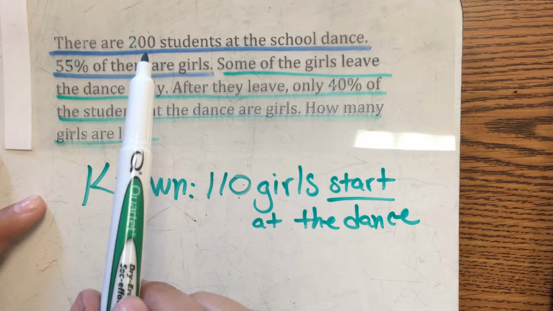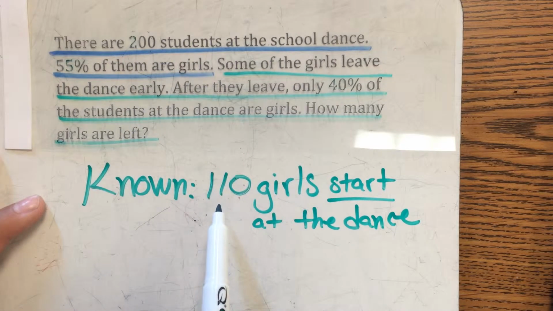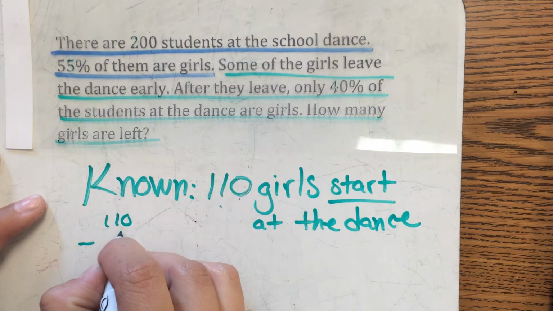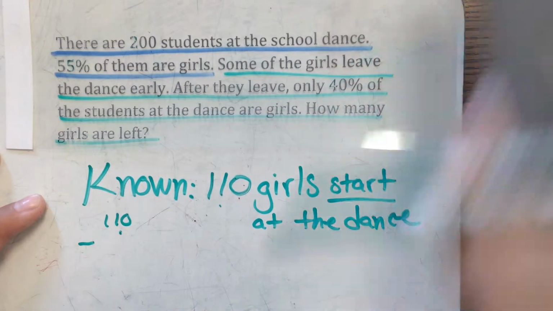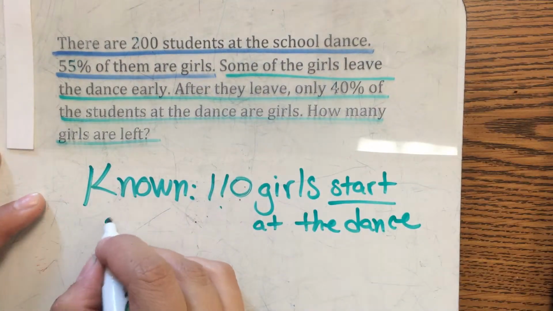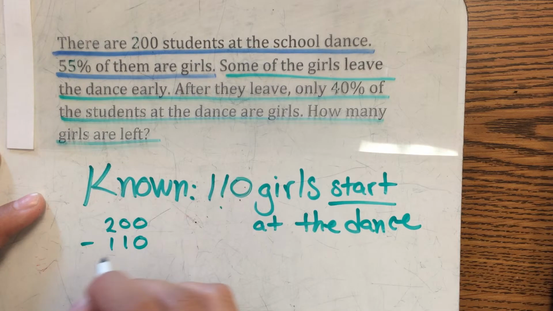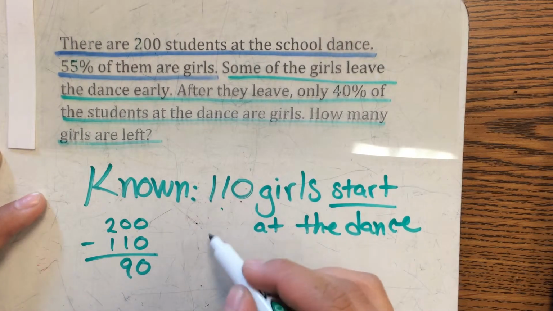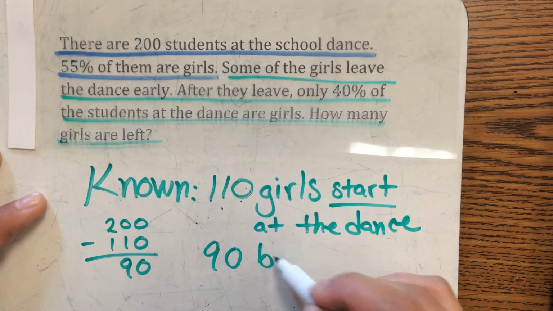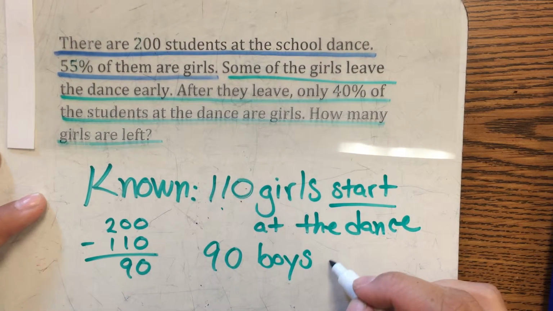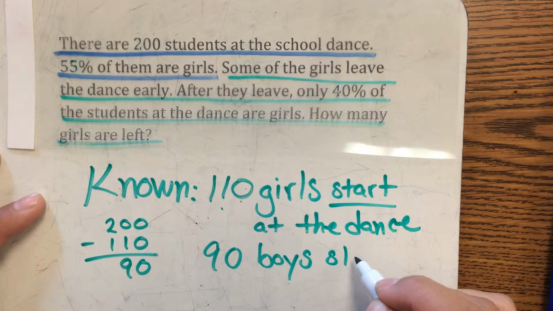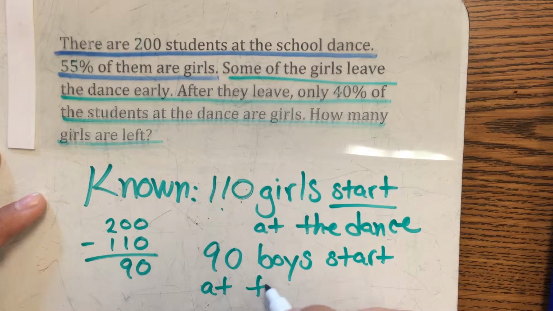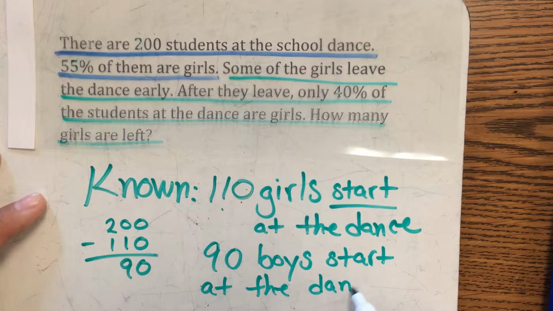Out of 200 students, if 110 of them are girls, how many are boys? 200 minus 110 is 90. 90 boys start at the dance.